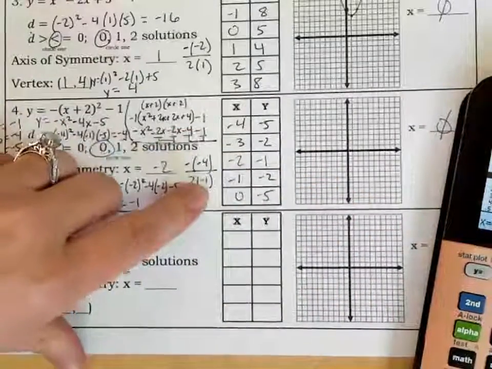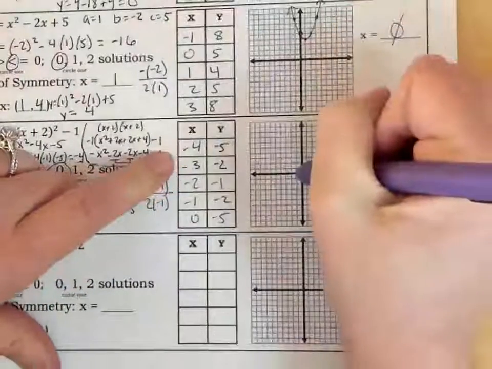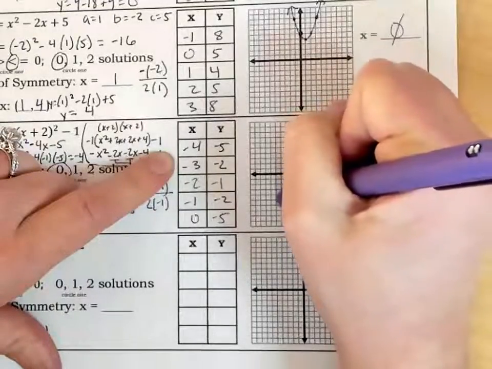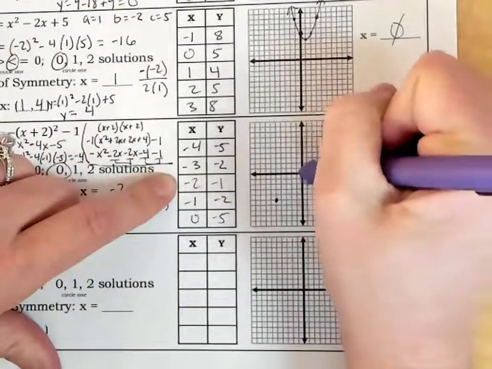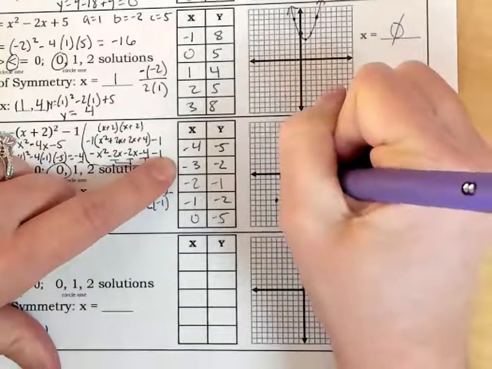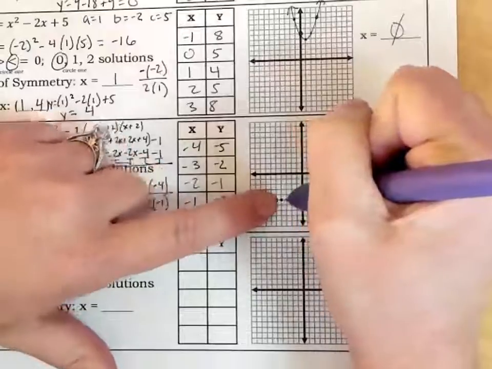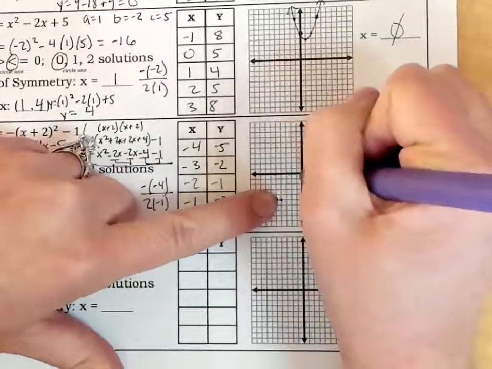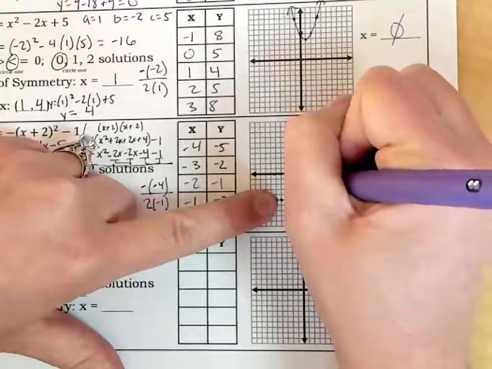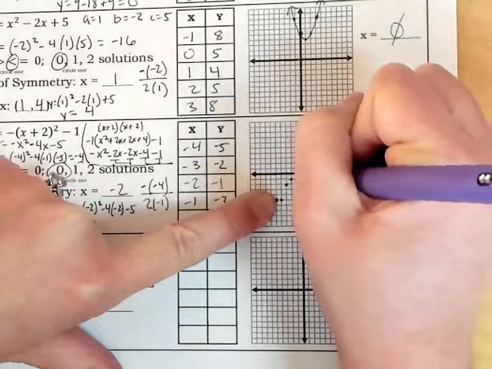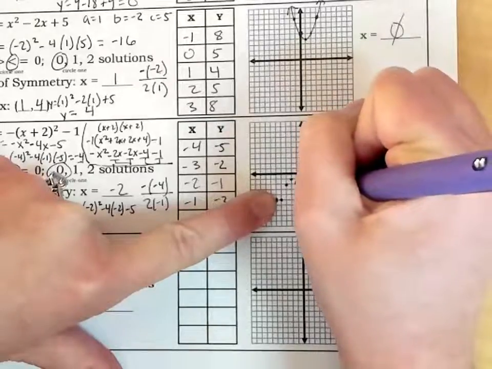And so we're going to go ahead and plot those points. So I have -4, -5, -3. Oops, I think I went one too far. Yeah, I did. Alright, so sorry. We're going to ignore that first point. So I have -4, -5. We have -3, -2, -2, -1, -1, -2, and 0, -5.